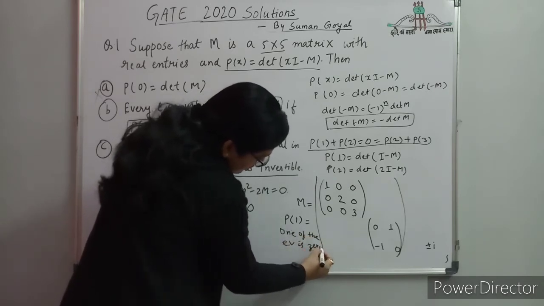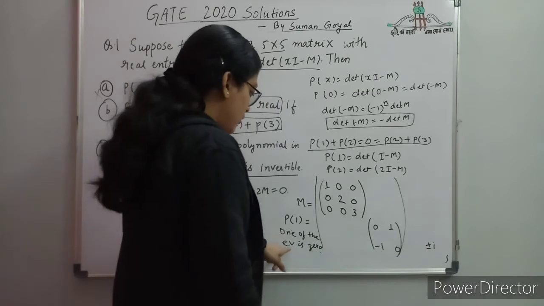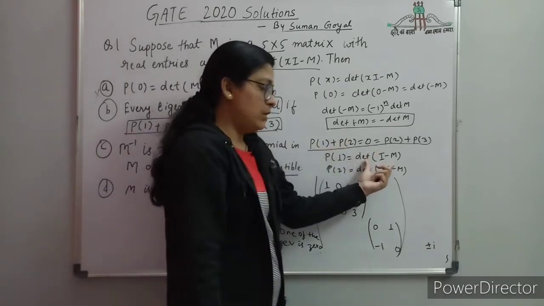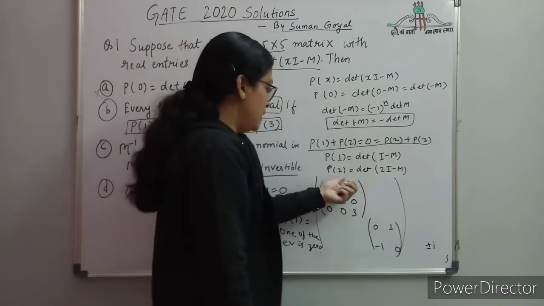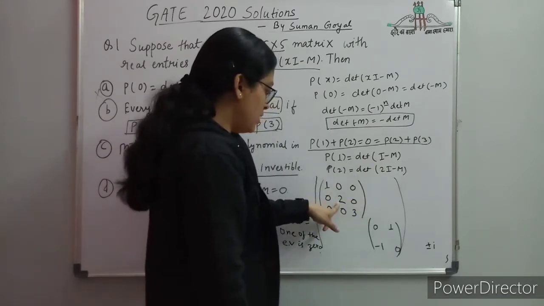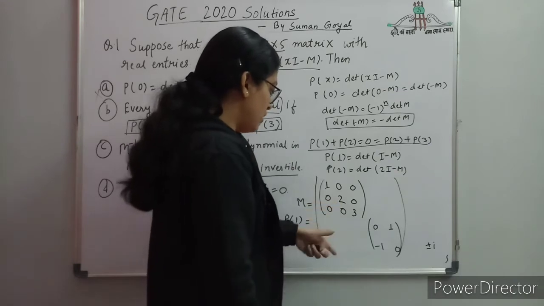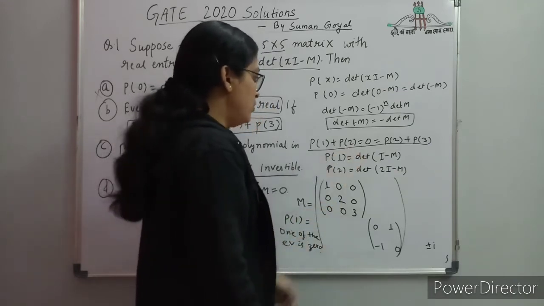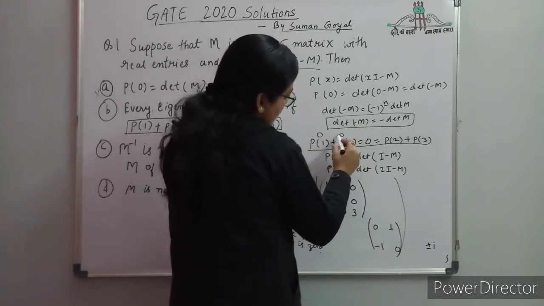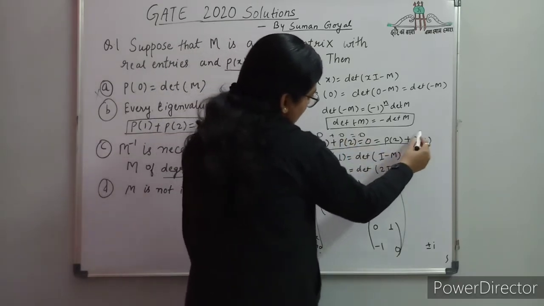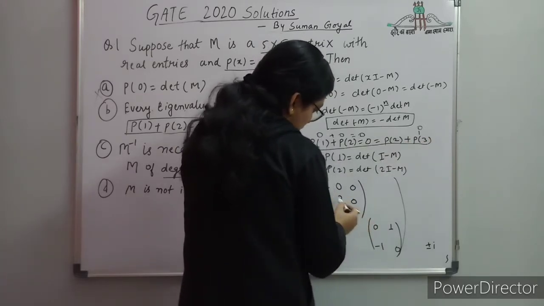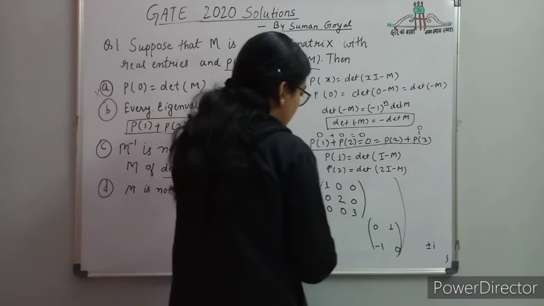Okay, so if any of the eigenvalues is 0, then the determinant of that matrix is 0. Determinant of I minus M will be 0. Similarly, if you find P2 for this matrix, then determinant of 2I minus M will make this term 0, and again we get P2 as 0. So we are getting this 0, this 0, 0 plus 0 equal to 0. So in construction, you should construct a matrix in such a way that the condition also holds true.